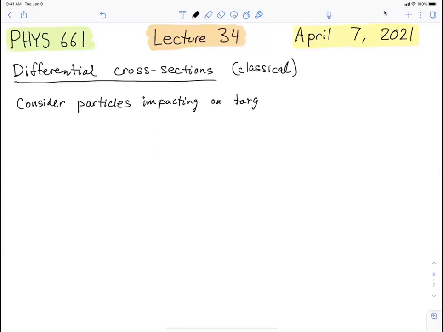And so let's draw a picture of what that might look like. Here's our target here. We have some particles coming in. Okay, and this is going to be the z hat direction. And so they're going to get scattered, but before talking about how they get scattered, let's just first talk about how many particles there are, which we describe in terms of a flux of incoming particles.